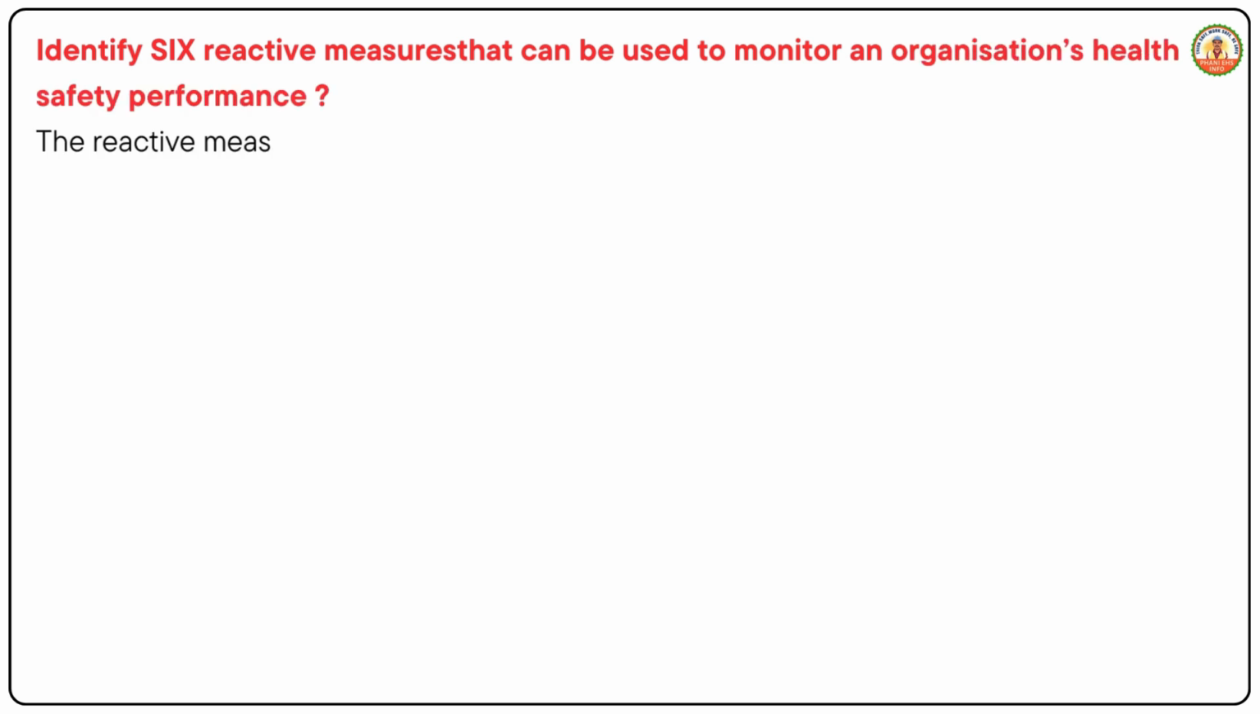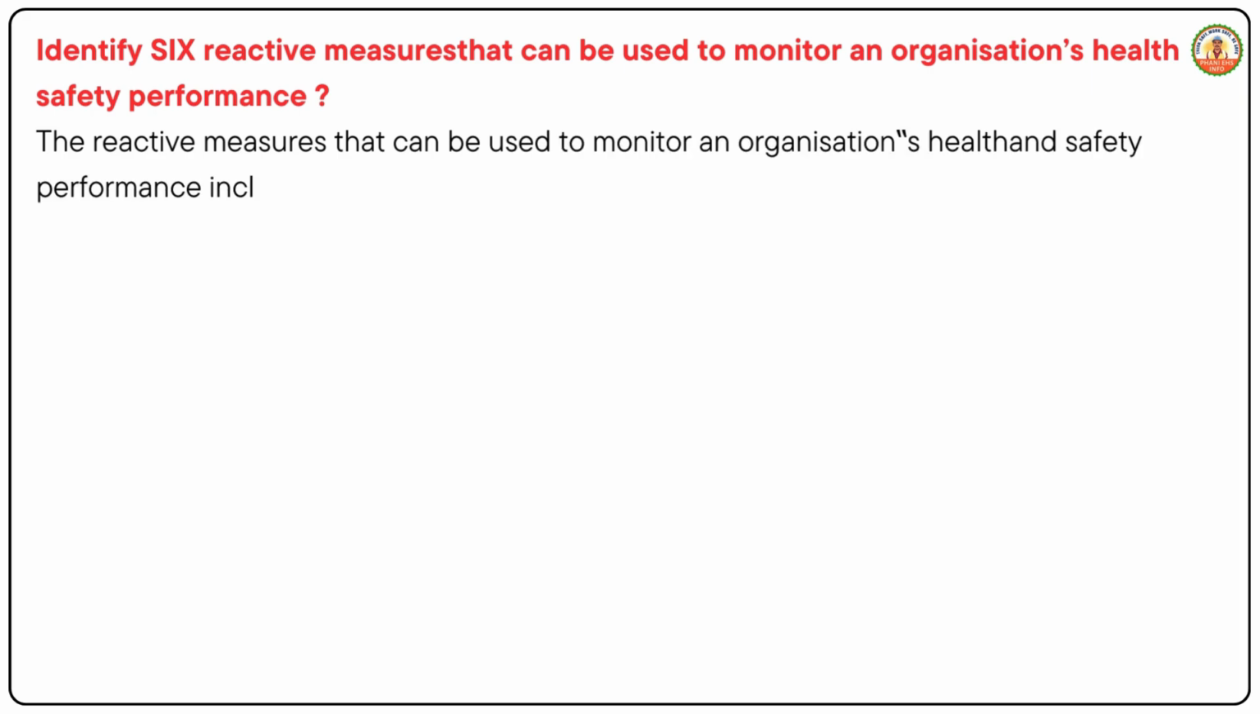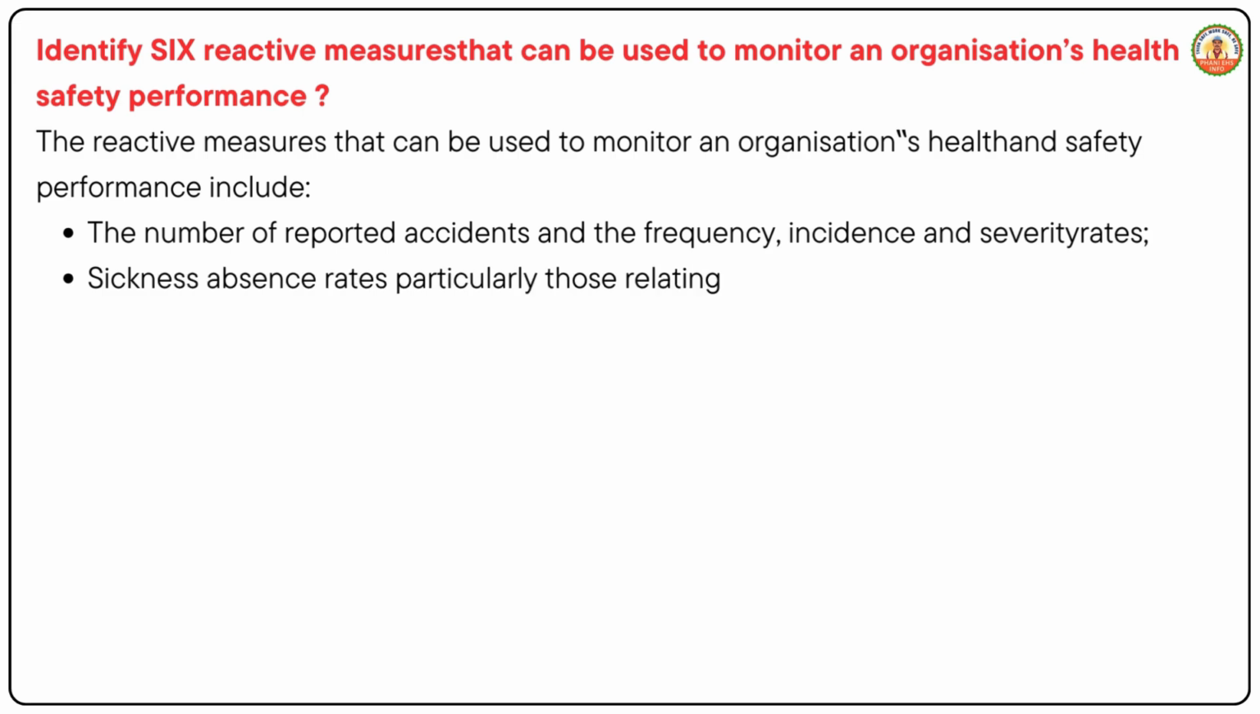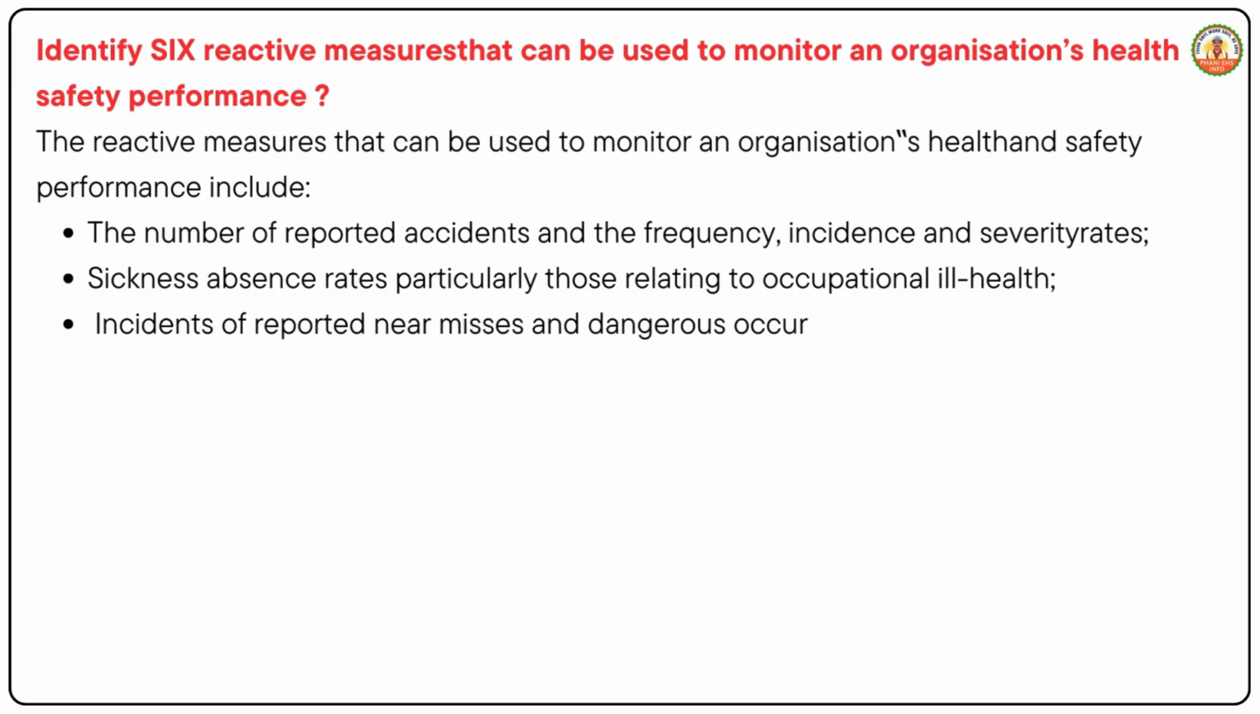Identify 6 reactive measures that can be used to monitor an organization's health and safety performance. The reactive measures include the number of reported accidents and the frequency, incidence and severity rates. Sickness absence rates, particularly those relating to occupational ill health. Incidence of reported near misses and dangerous occurrences.